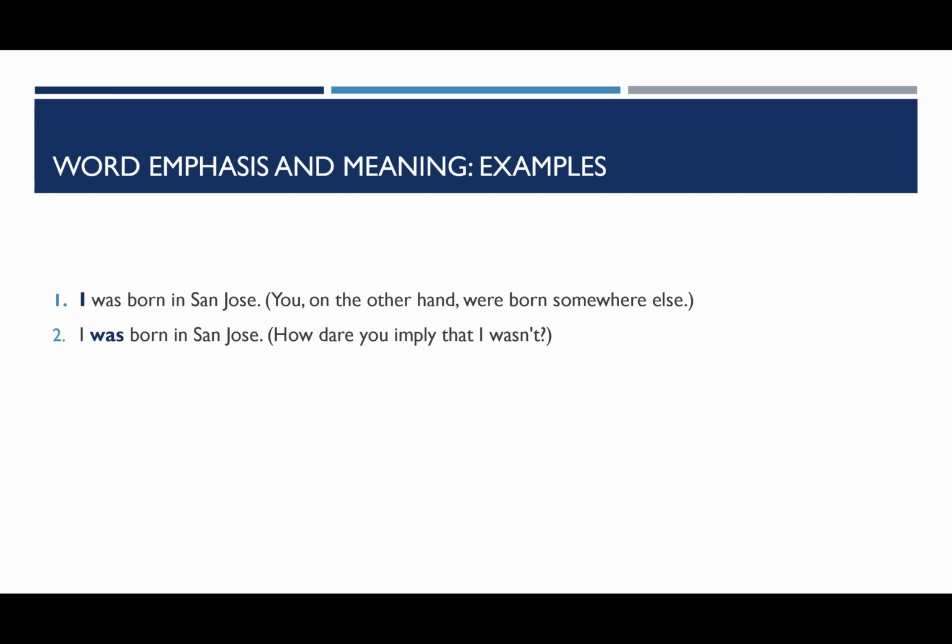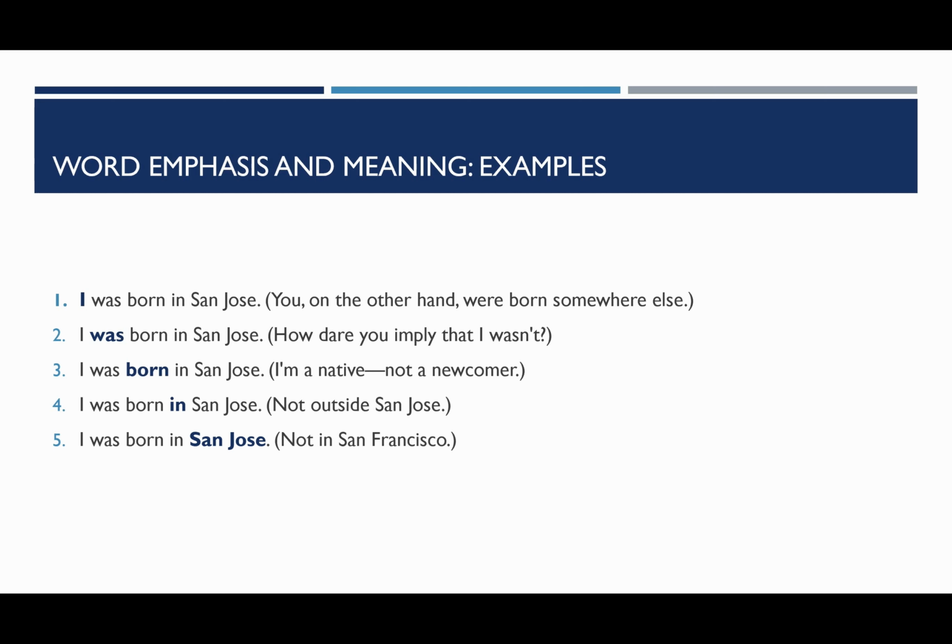I might be having a disagreement. I'm insisting and asserting that I was born in San Jose. I was born in San Jose. I was born. I'm a native, not a newcomer. I was born in San Jose. I'm emphasizing in, right? Not outside San Jose, but inside. And of course, I was born in San Jose, not San Francisco, not somewhere else, not Fremont, right? I was born in San Jose, right?